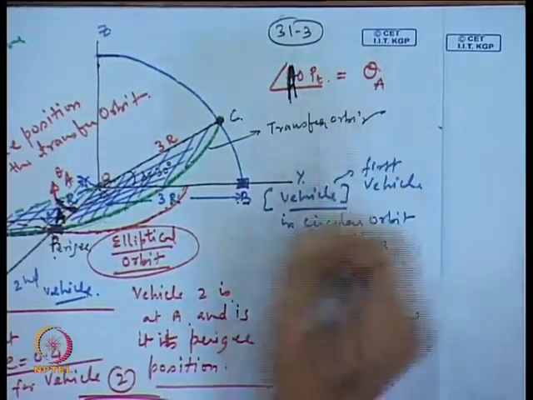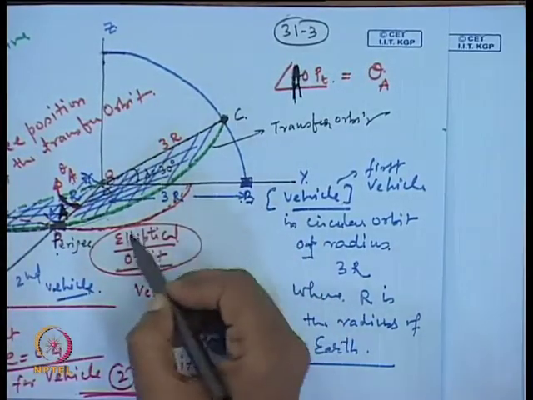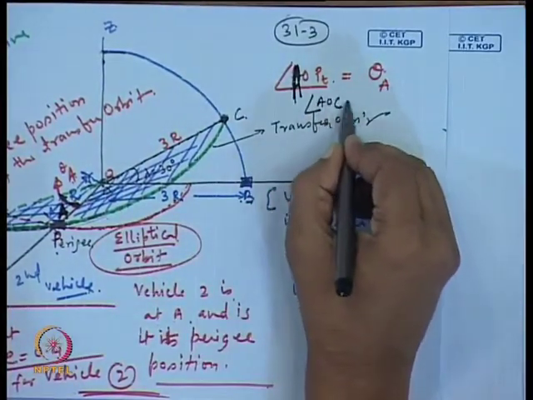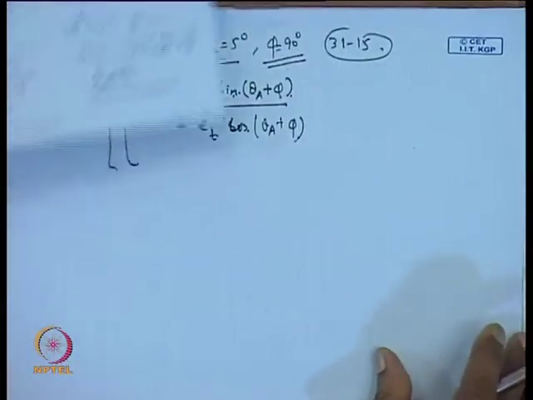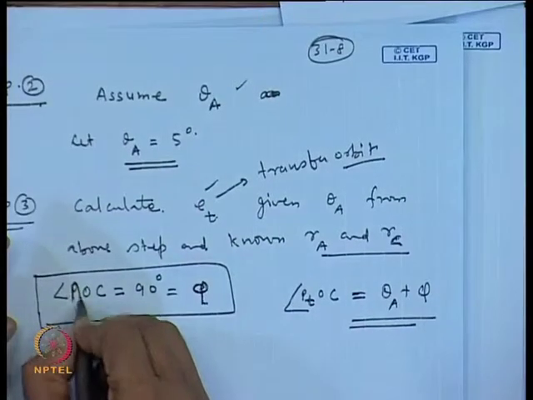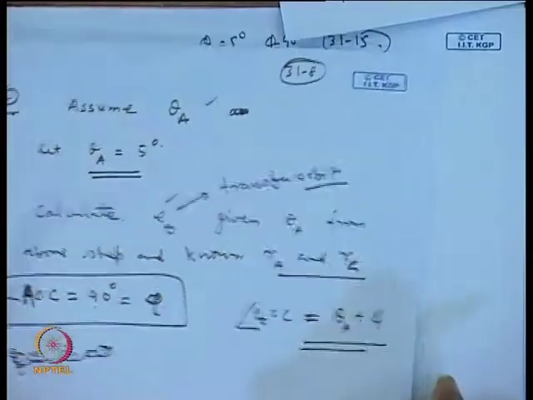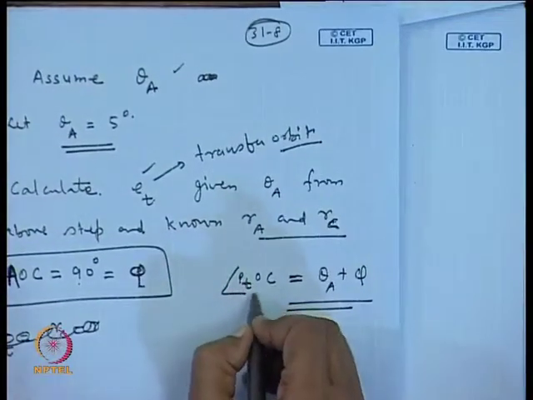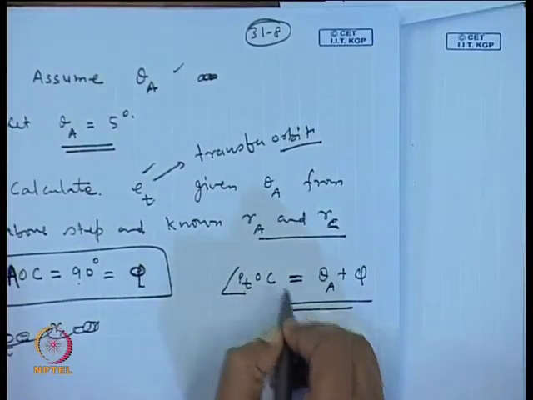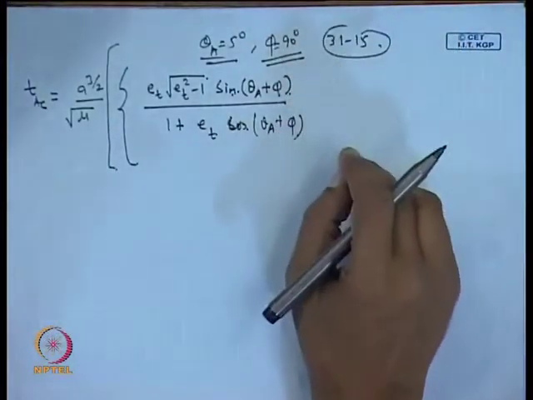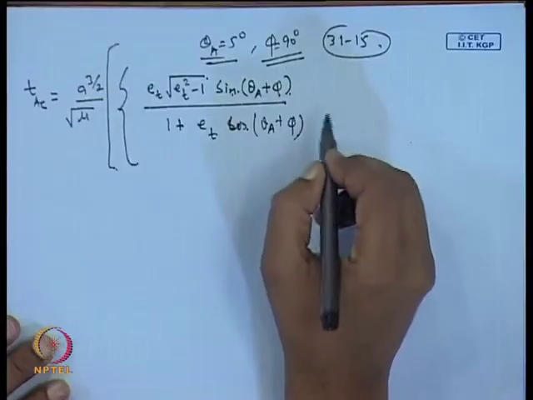Okay, so angle AOP is theta a, and angle AOC is phi. So, wherever we have written earlier, this needs to be modified a little bit. Earlier we have written this as POC. We can modify this and write AOC equal to 90 degree equal to phi, and again POC is equal to theta a plus phi. This is fine. So, a little bit of modification here and there, the rest are fine. It is only in the notations.